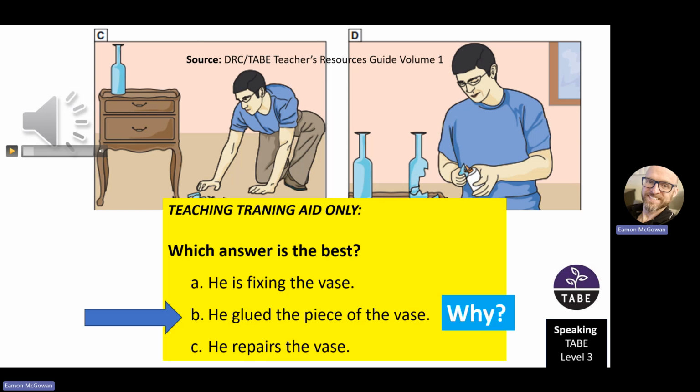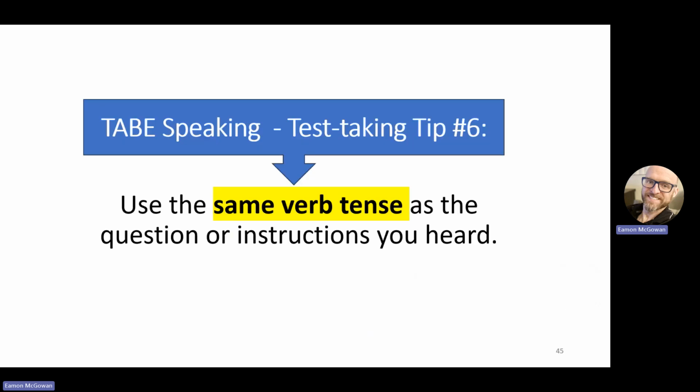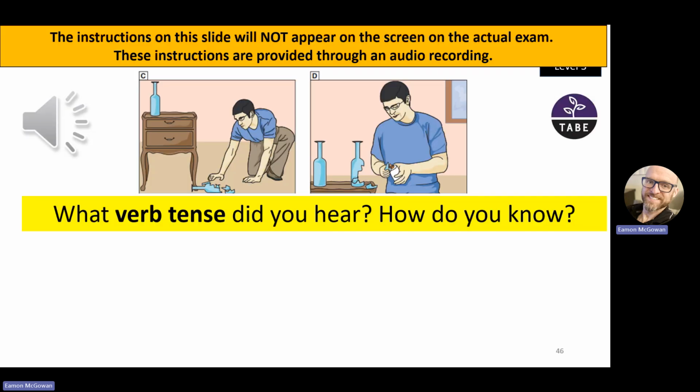But our point is there's 3 different verb tenses there. And you need to use the same verb tense as the question or instructions that you heard. So if they talked about that picture A in simple past and they asked you what happened, then you need to do the same in your response. So I do play it again for our students, especially the more advanced students, and you can play again, ask them to listen for the verb tense.